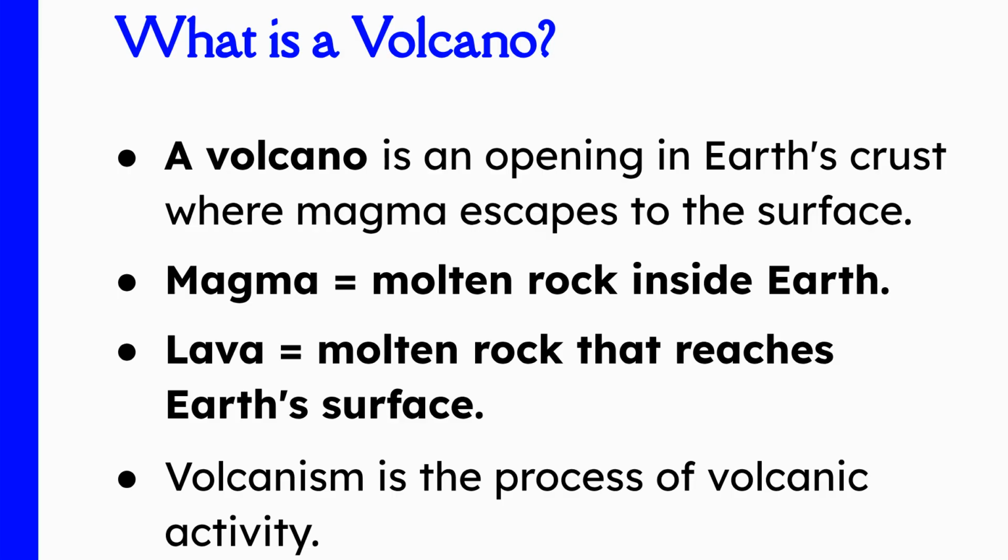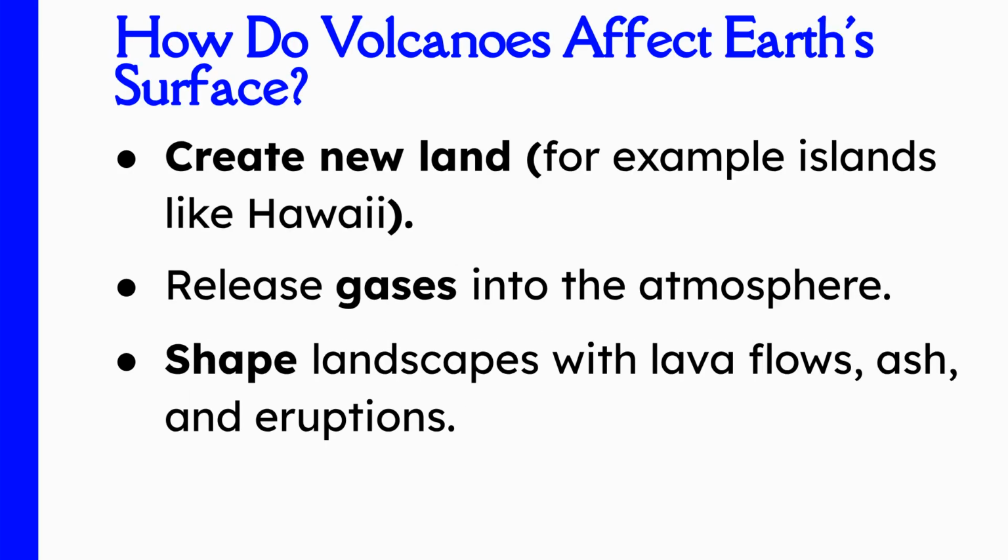A volcano is an opening in Earth's crust where magma escapes. Magma is molten rock inside Earth, and lava is molten rock that reaches the surface. Volcanism is the process of volcanic activity. Volcanoes affect Earth's surface by creating new land, like the islands of Hawaii, releasing gases into the atmosphere, and shaping landscapes with lava flows, ash, and eruptions.